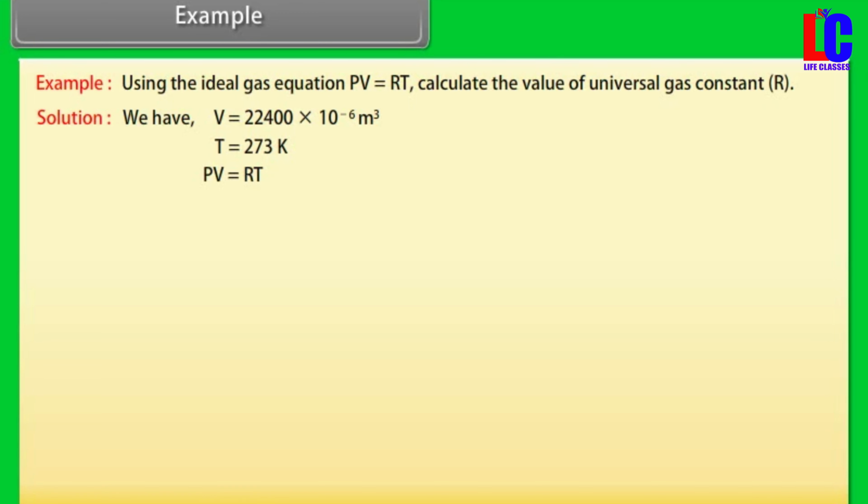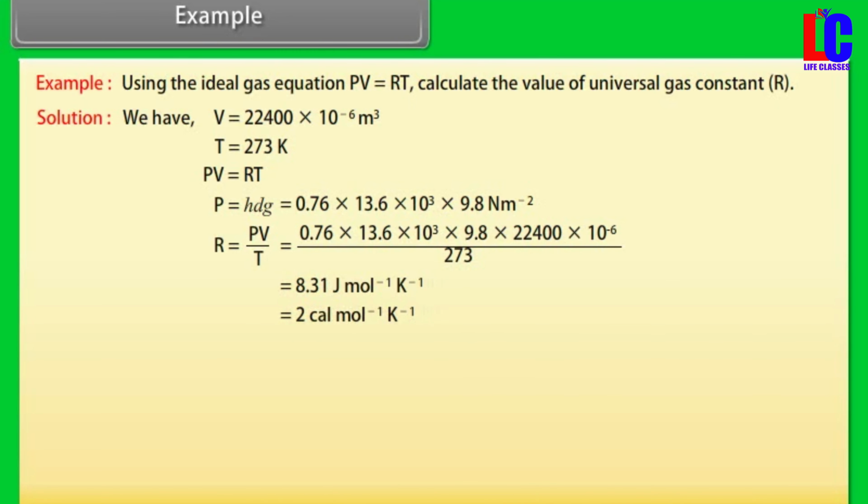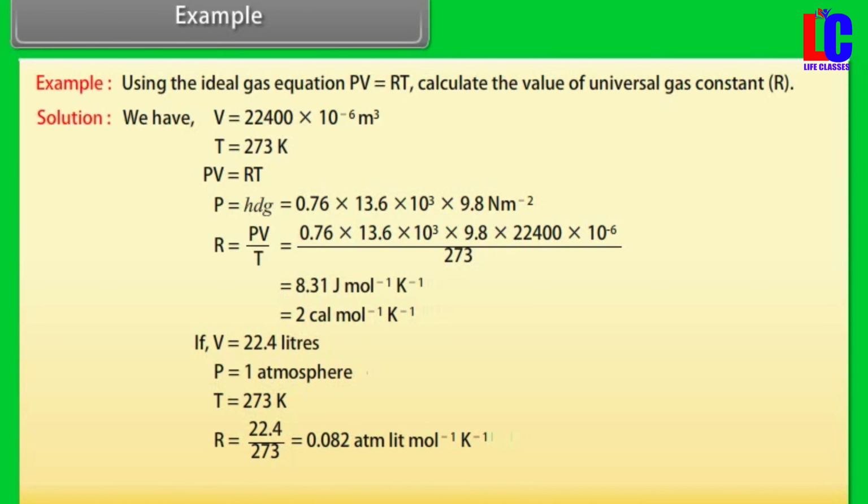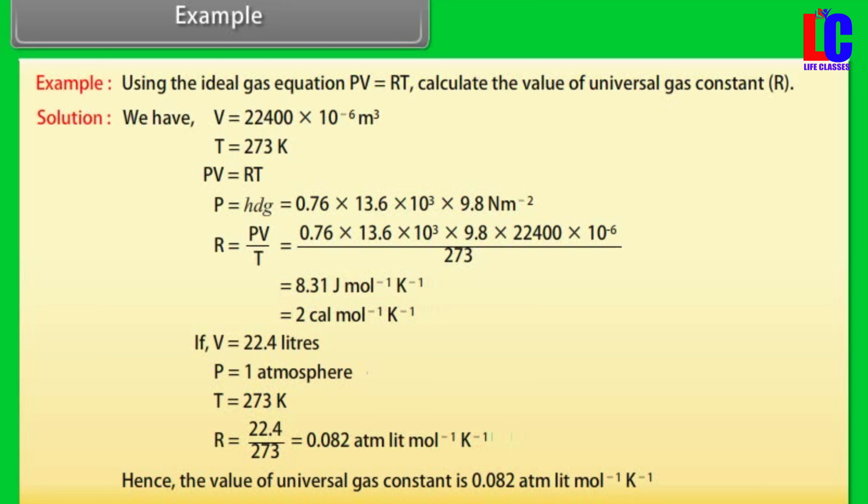PV = RT. Now, we calculate value of R by putting the values. R = PV/T = 2 calorie per mole per Kelvin. If V = 22.4 liters, P = 1 atmosphere, T = 273 Kelvin, R = 0.082 atm liter per mole per Kelvin. Hence, the value of universal gas constant is 0.082 atm liter per mole per Kelvin.